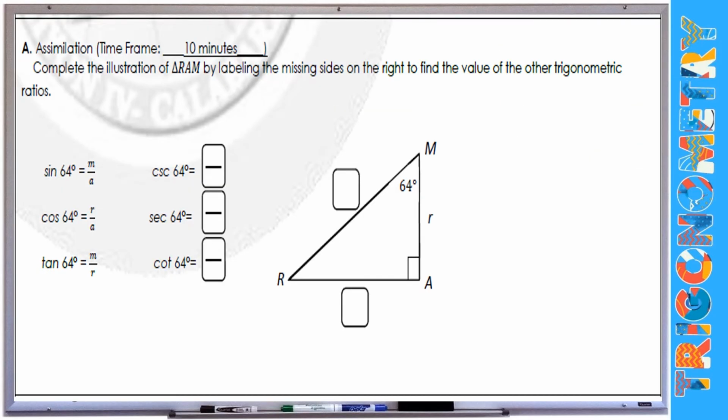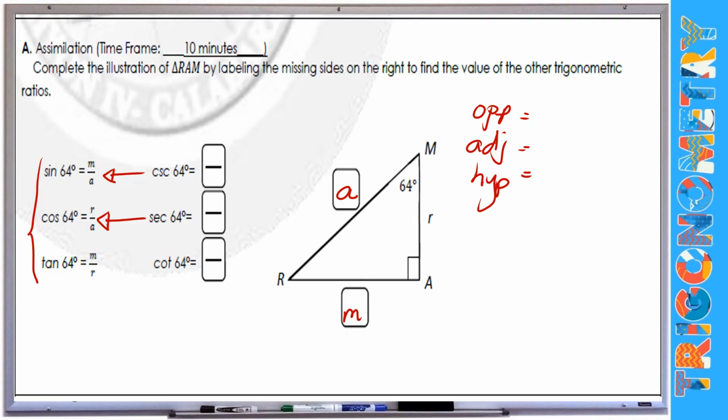On this assimilation part, I'm just going to give you the sides. So if this is side R, this is our side A, and this is our side M. So just go back to our formula. What is your opposite, adjacent, and hypotenuse? It's already given to find your sine, cosine, and tangent. Actually, you just have to get the reciprocal. Cosecant is just the reciprocal of sine. Secant is just the reciprocal of cosine. And cotangent is just the reciprocal of tangent. But let's just give you the parts.